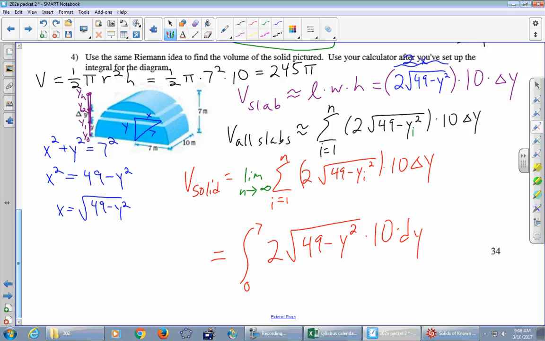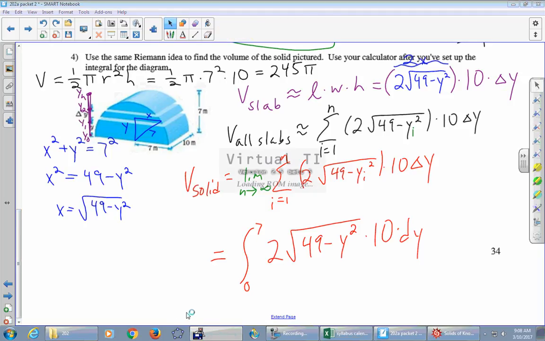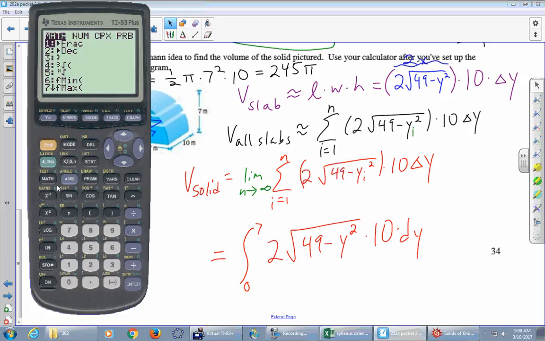It is a circle function with the height of the cylinder multiplied in there. Yeah, absolutely. Okay, I'll do this on my calculator. You don't need to do it on yours. Let us get an answer here. It just happens that integral is hard, so we're going to let the calculator help us out. So we're just typing that whole thing in: 2 square root 49 minus y squared, close parentheses, times 10, and then I think that's it, right? And then comma y, comma 0, comma 7. I think I typed that right.